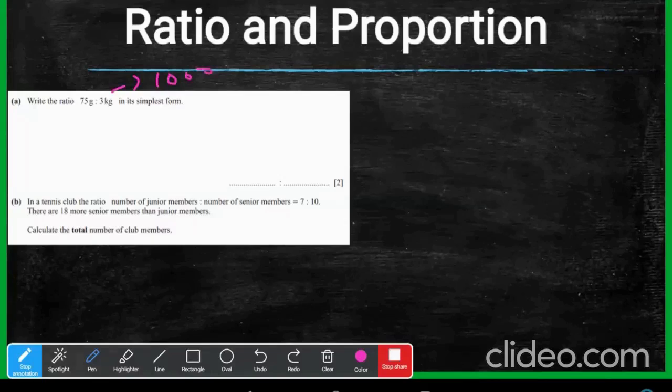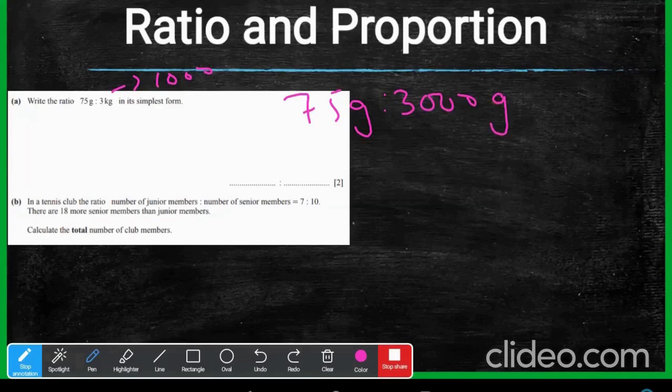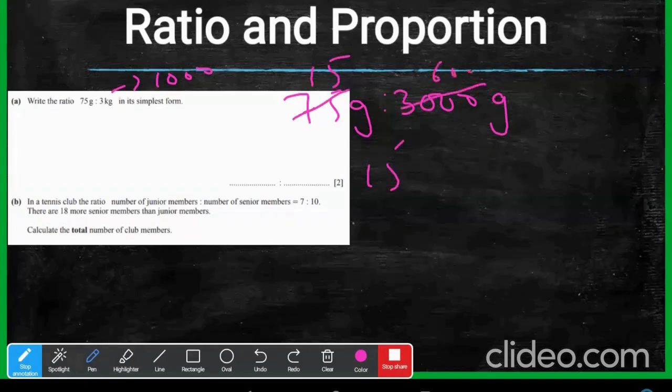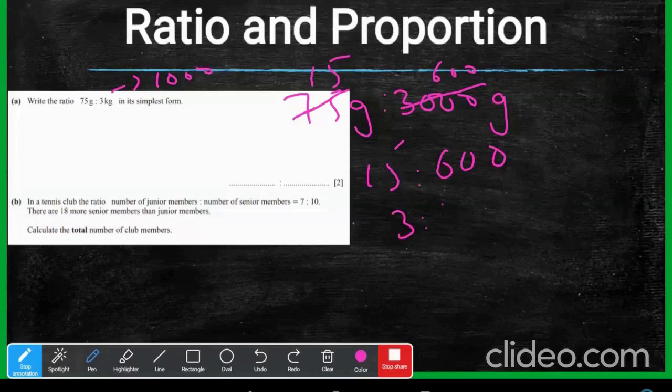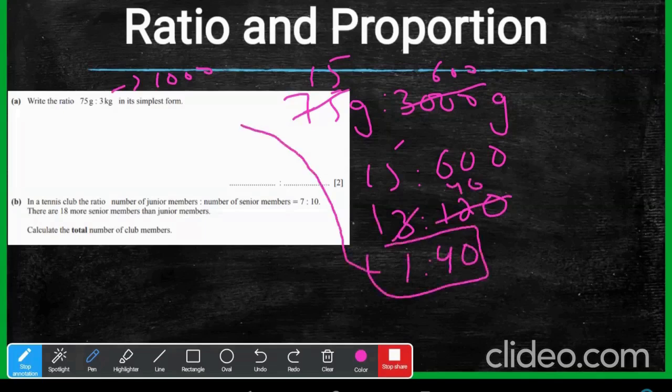Now we have to simplify. Both are converted into gram, so both have the same unit. Now we can simplify this. How can we simplify this? By using 5. 5 15s are 75, and 5 600s are 3000. Now 5 3s are 15, then 3 ones are 3, so it becomes 1:40. The 1:40 will be the final and simplest form of this ratio.